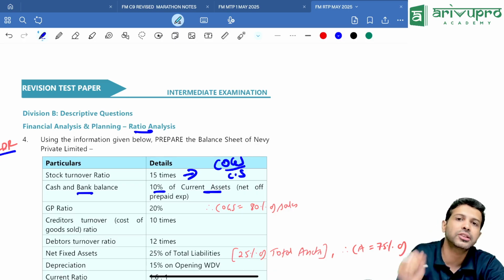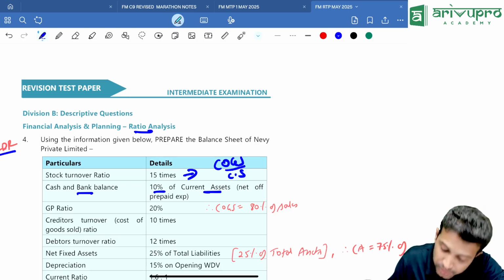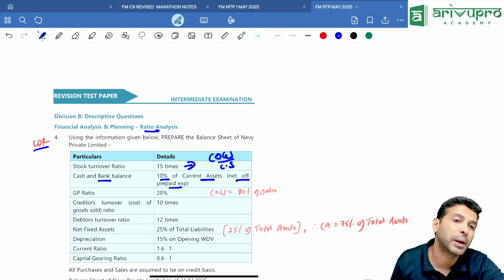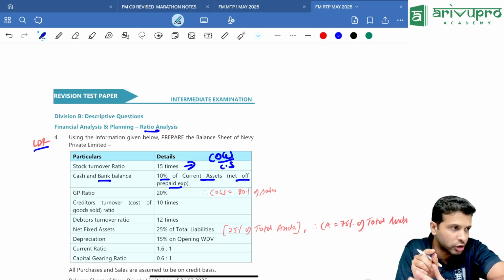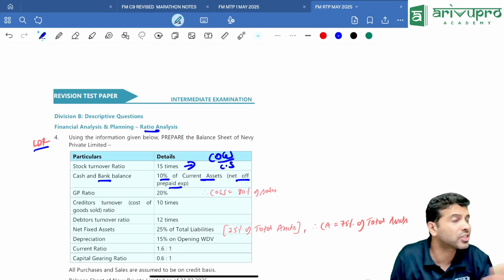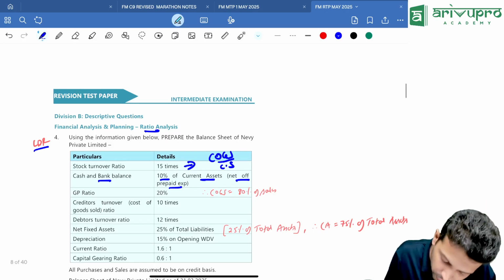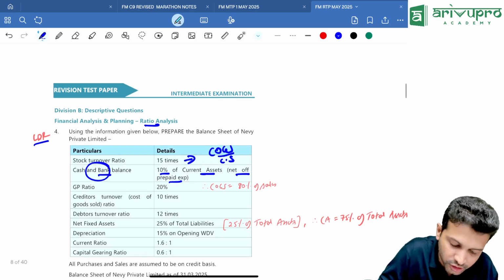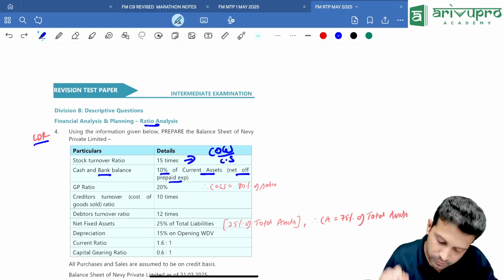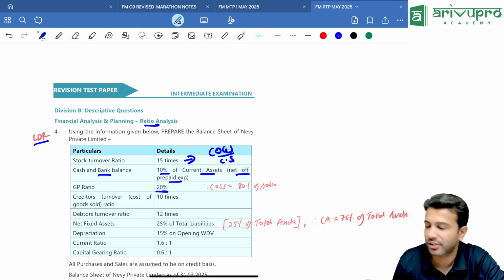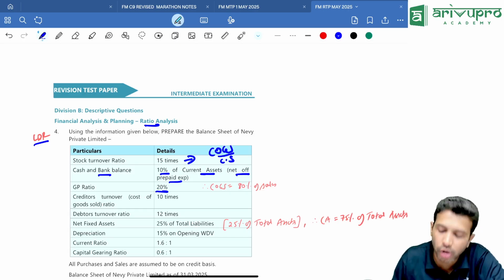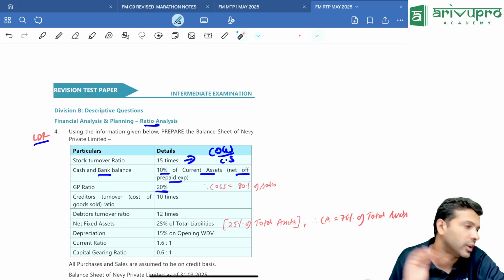Fine. Then cash balance, they are saying 10% of current assets. Whatever is your current assets, 10% of that is your cash balance. But this current asset should be net of prepaid expense. Netted off means you should first reduce prepaid expense from the current assets. Of that, 10% will constitute cash and bank balance. That's what they're trying to say. Alright, GP ratio is 20%. 20% of what? Sales. Sir, if GP is 20% of sales means COGS will be 80% of sales given.